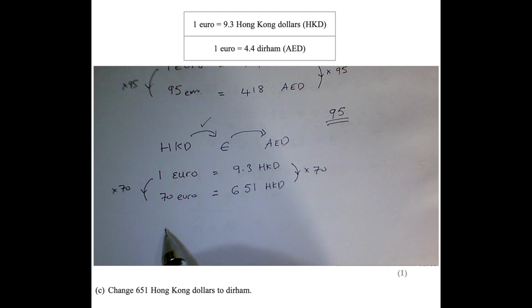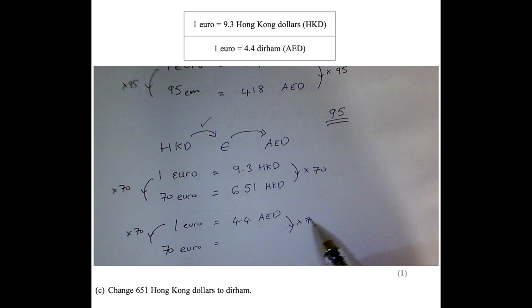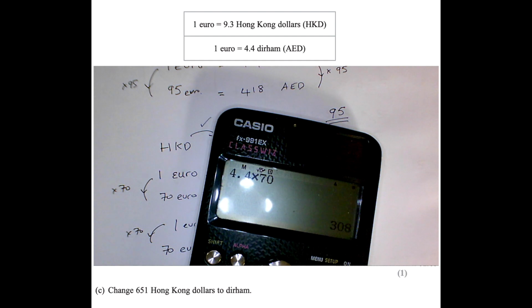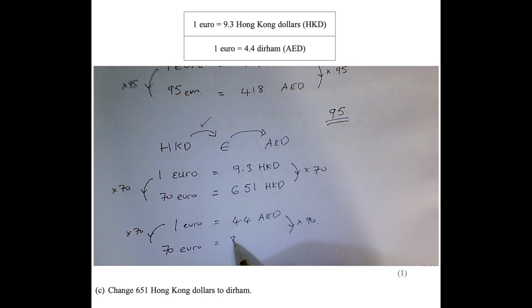So how do we exchange euros into dirham? Well, we've got the exchange rate. 1 euro is equal to 4.4 dirham. And we've got 70. So clearly I've multiplied that by 70. And if I do it to one side, I do it to the other. So I'm going to times this side by 70. So here we go again. 4.4 times 70 equals 308. And there we have the answer. Okay, 651 Hong Kong dollars is 308 dirham.